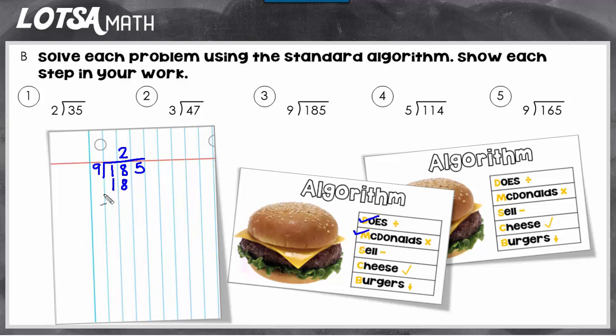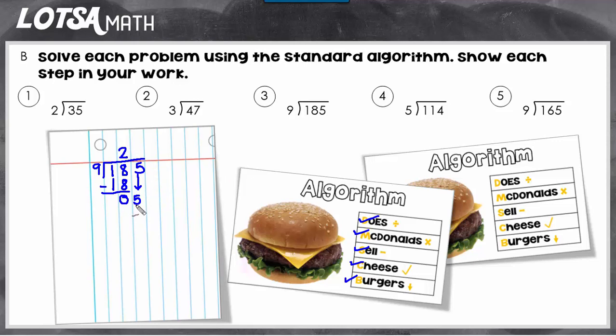The next is to subtract. So 18 minus 18 is 0. Now I'm going to compare, make sure it is less than the divisor. And last step is to bring down. There is another digit in the dividend to bring down, so I'm going to make a nice straight arrow and write my 5 next door to the 0. So I've done all the steps for round 1. Now I'm going to go and start on round 2.